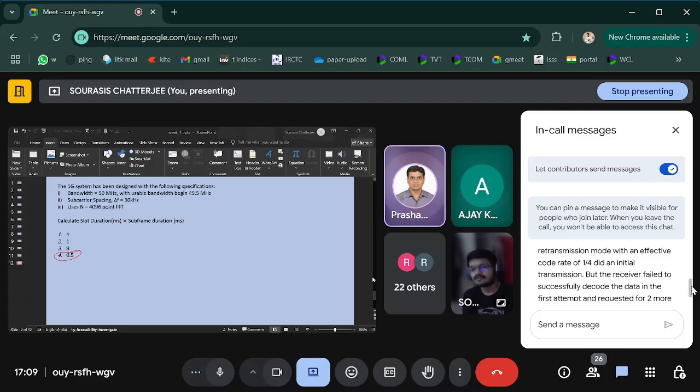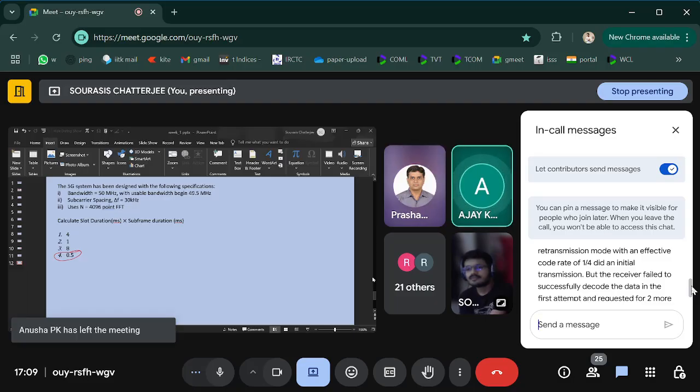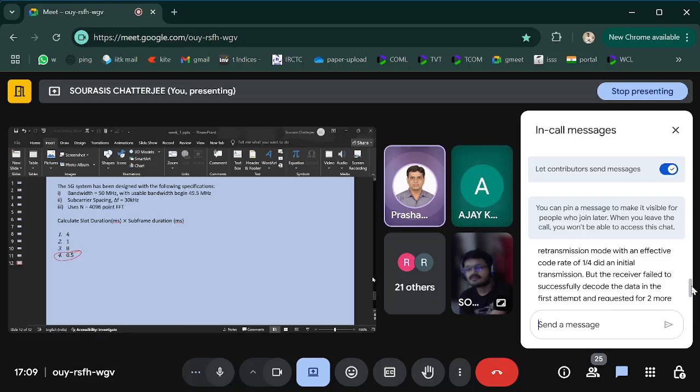So what is the rate that we need to consider? Basic rate 1 by 4 only. Why 1 by 4? Because the basic rate can be 1 by 4 or less, since incremental redundancy might use puncturing. Proceeding with the question, we can take it as the mother rate only, 1 by 4.